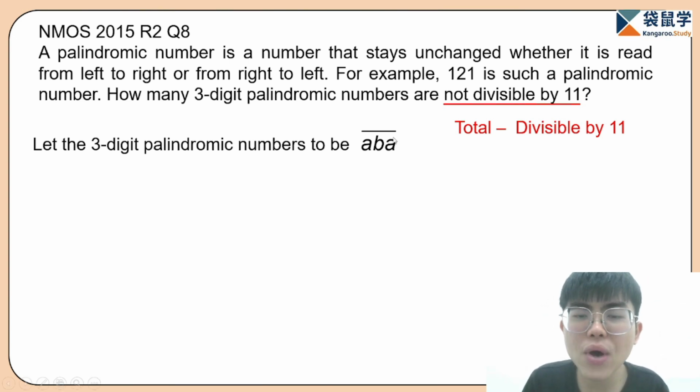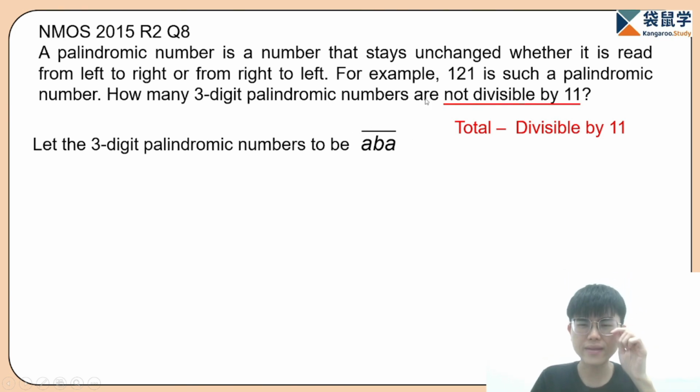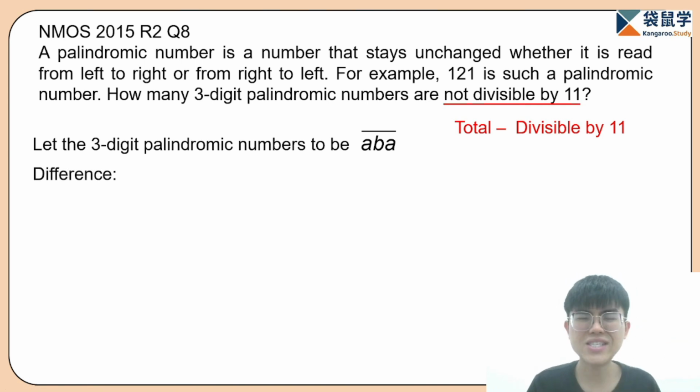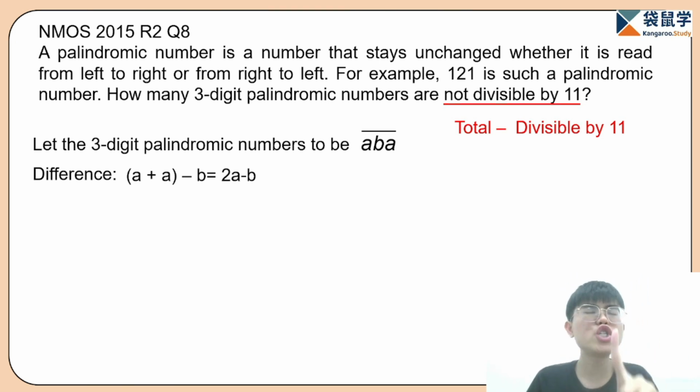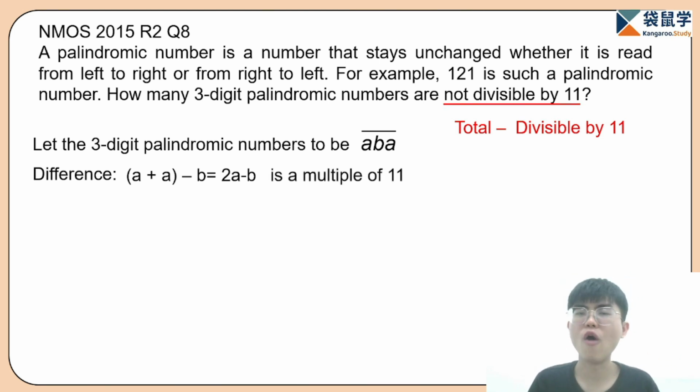You can see that I draw a line on top of it because if there is no line, it means that it is a multiplication of A and B. If there is a line here, it means that it is a 3-digit number. Alright, so to find the divisibility, we have to find the difference. So the difference will just be A plus A minus B, which is equal to 2A minus B. So to ensure that this number is divisible by 11, we have to let this to be a multiple of 11.